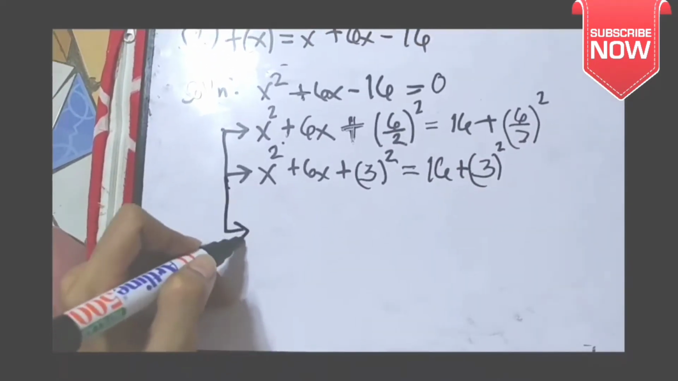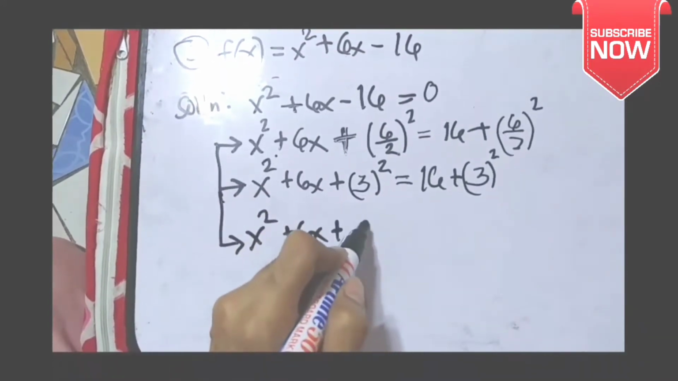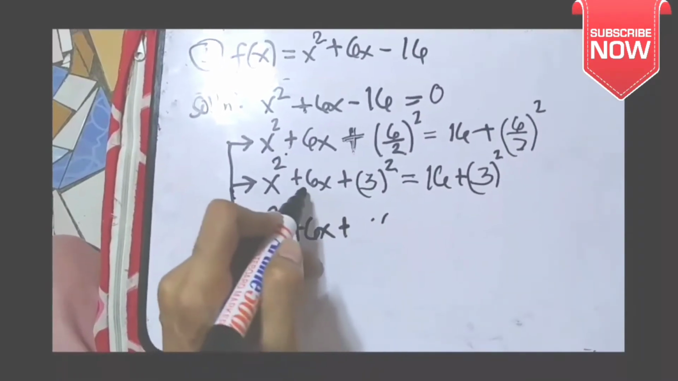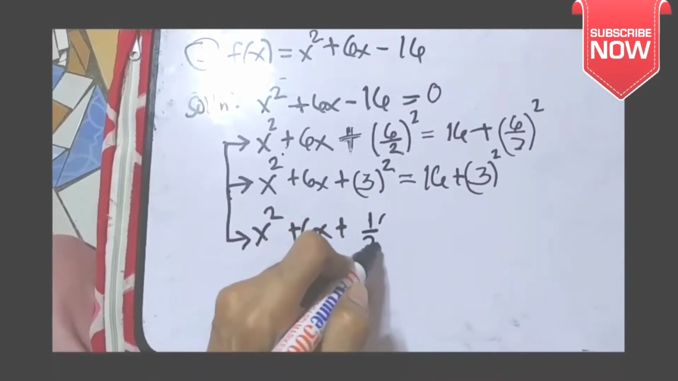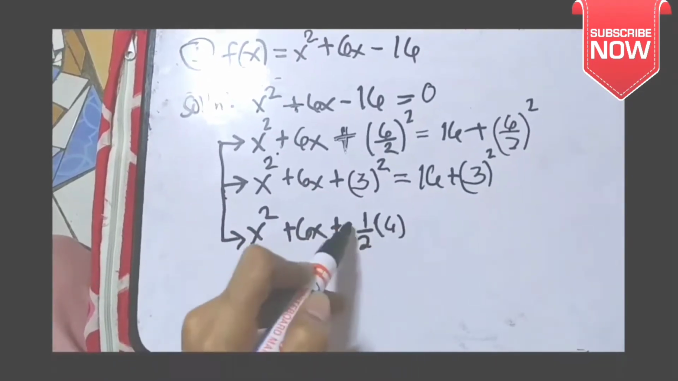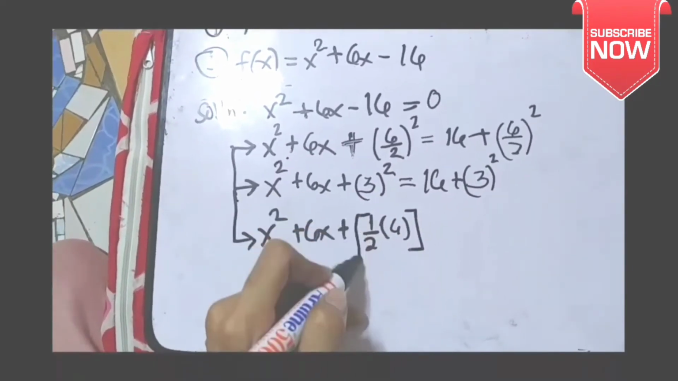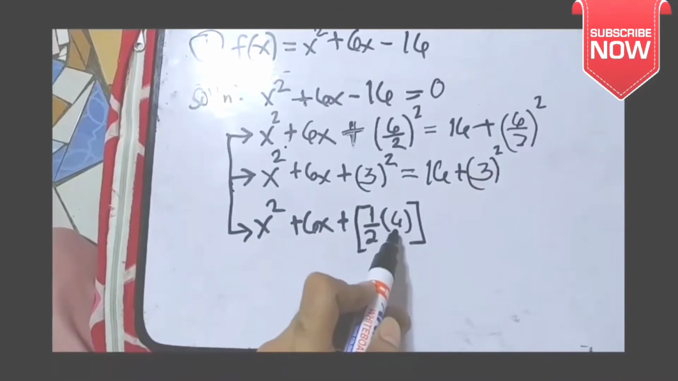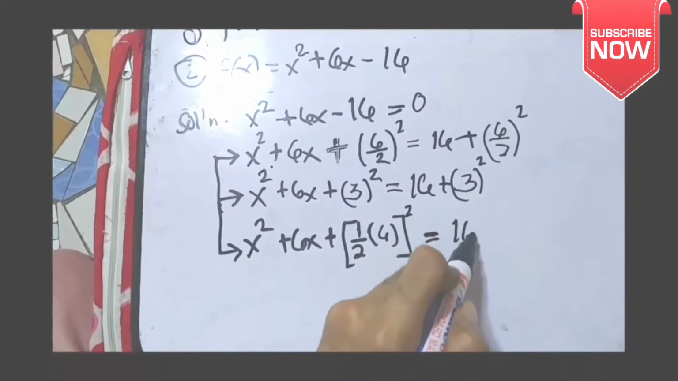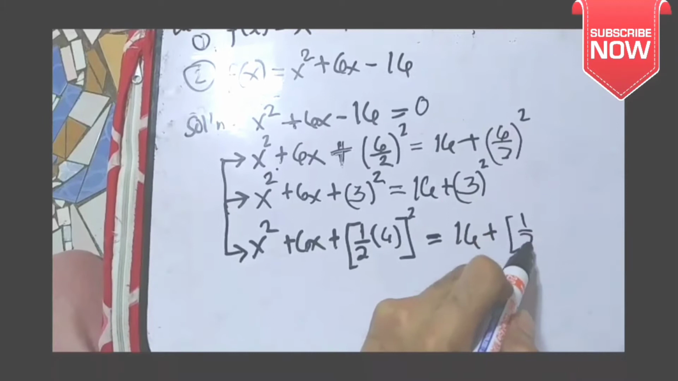Another, x squared plus 6x plus. Since that is 6, okay? Kunin natin yung kalahati ng 6, so we will multiply 1/2 of the coefficient of x. So 1/2 of 6, gagamit tayo dito ng open and close brackets kasi may nauna ng open and close parenthesis, and then square root. So 16 plus, kung ano man ang sinulat mo sa left side, yun ang gagayahin natin.